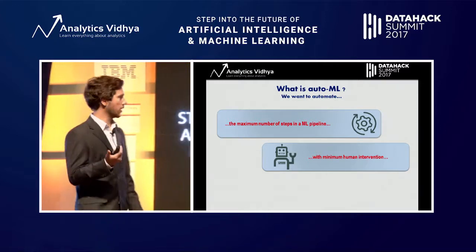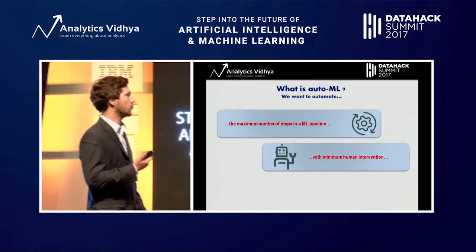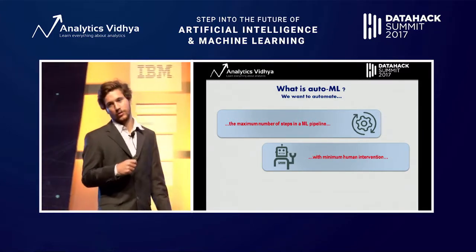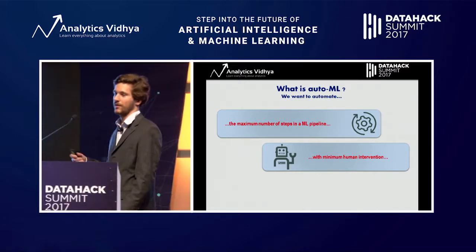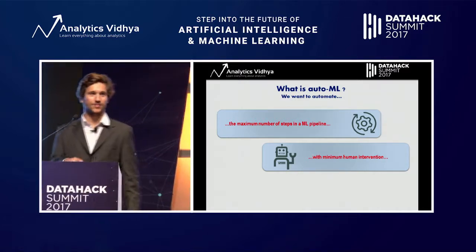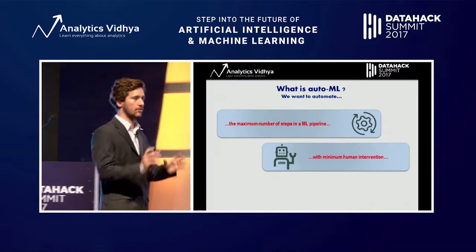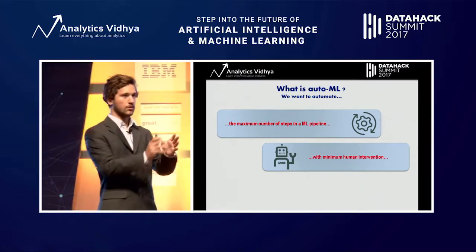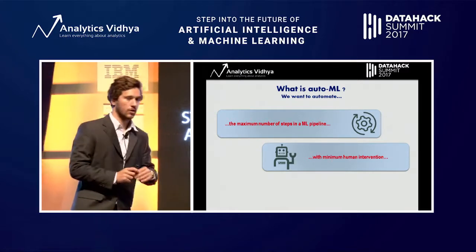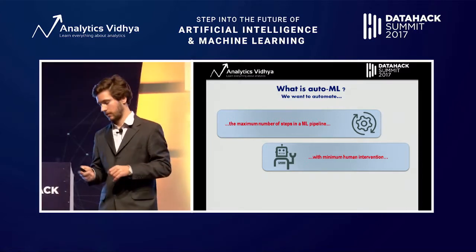The second one is, of course, automation. So we will require minimum human intervention. Of course, we don't want our robot to be assisted by a human 100% of the time. So the idea is just to give some inputs, to guide our robot, and then the robot will automate all the steps for you.